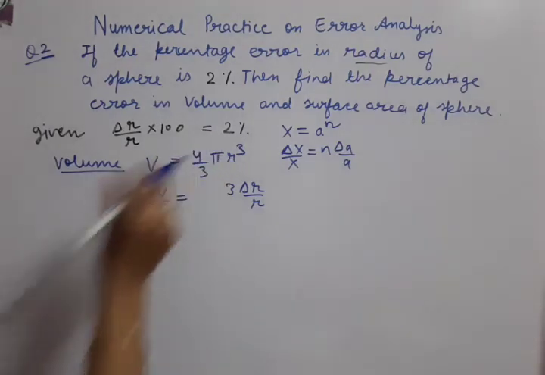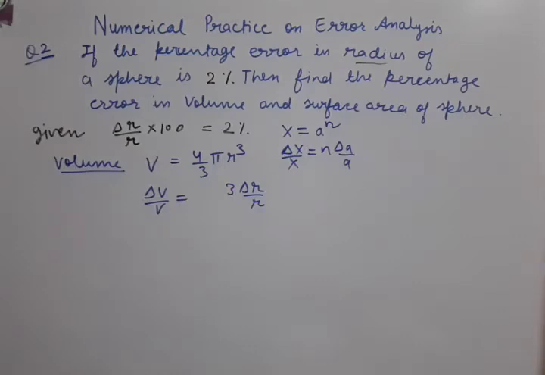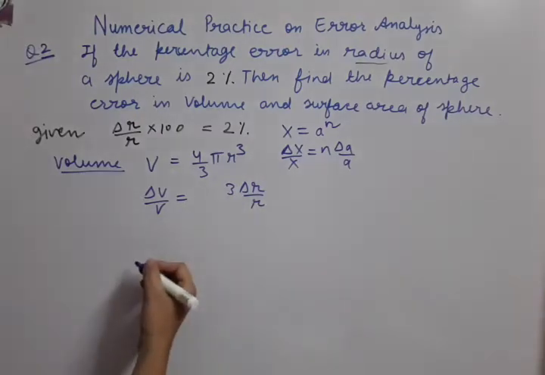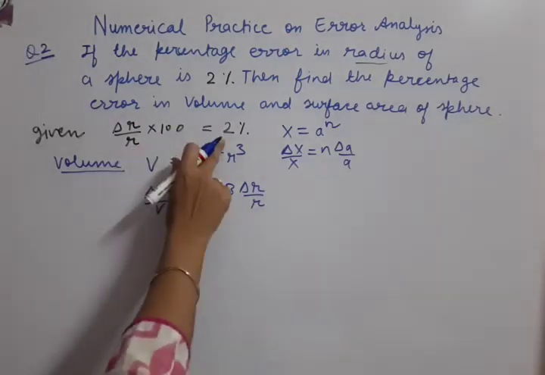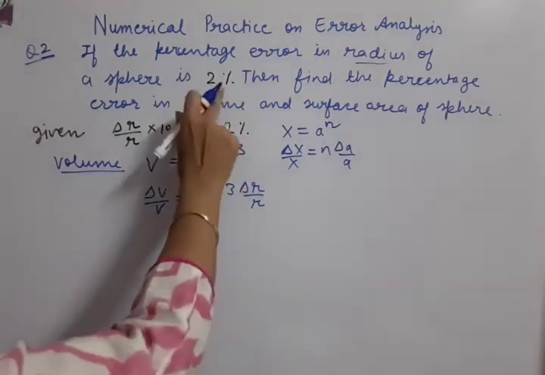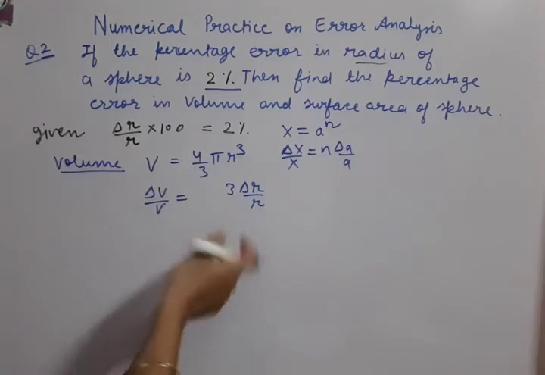And what about this constant 4 by 3 pi? This constant is ignored. Okay. So any constant which is unitless is ignored in the error expression. So this is our final answer of error expression. But what are we given? Are we given relative error or percentage error? So we are given percentage error. So we have to convert this also in percent.